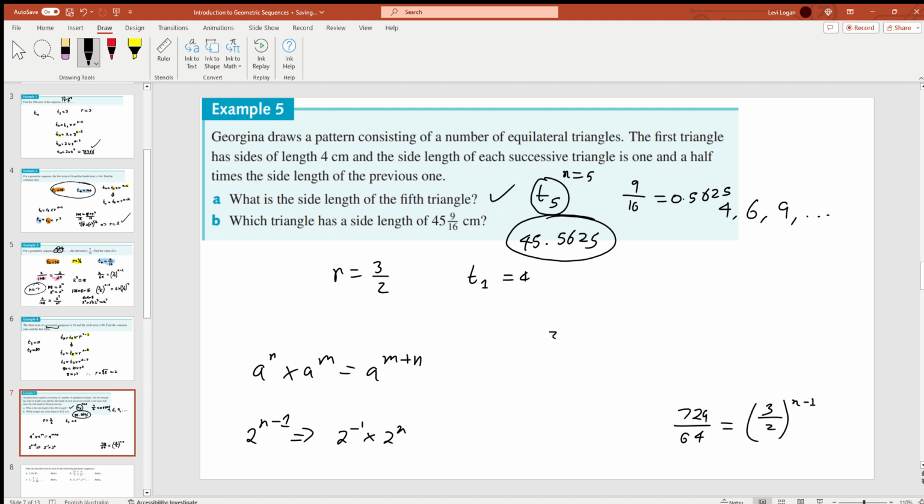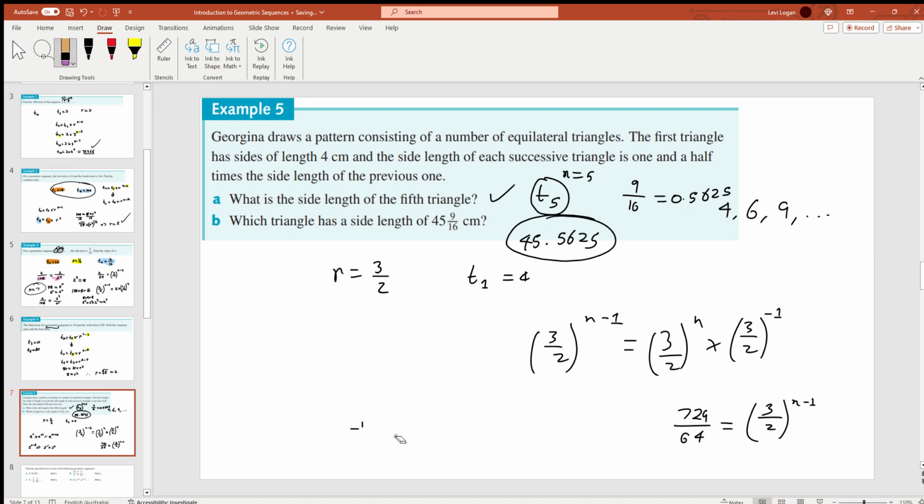So here when we have 3 over 2 to the power of n minus 1, that is the same as 3 over 2 to the power of n times by 3 on 2 to the power of negative 1. Okay. So what we can do there is simplify that side. So I'm going to rub this out to have a bit of room. So I have 729 over 64 gives me 3 on 2 to the n to the power of negative 1. So if it's negative 1, all I'm going to do, so this guy will just turn into 2 on 3. All I'm doing is flipping it, so times by 2 on 3.